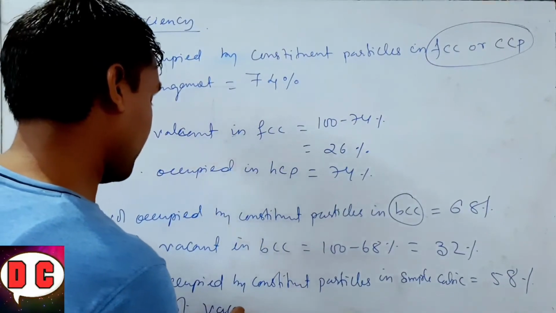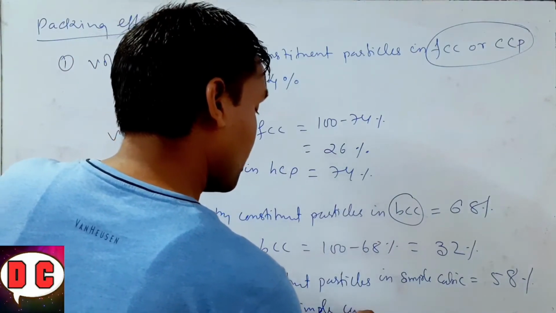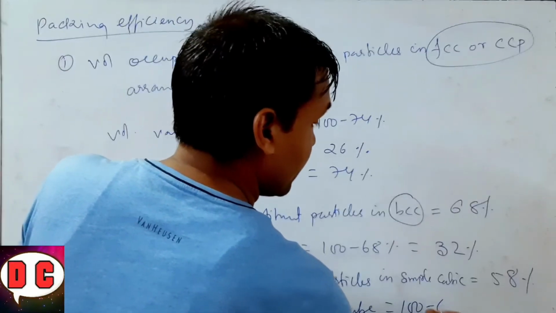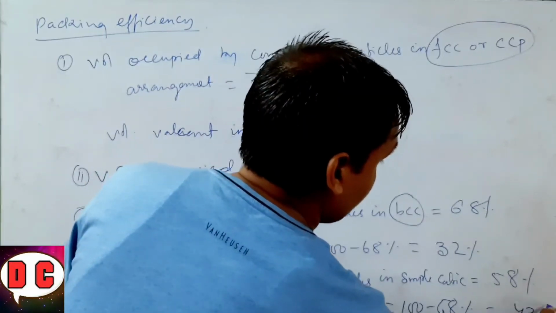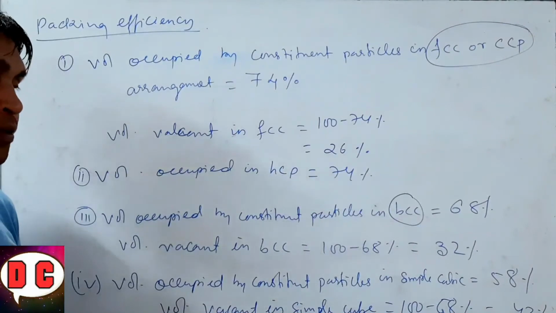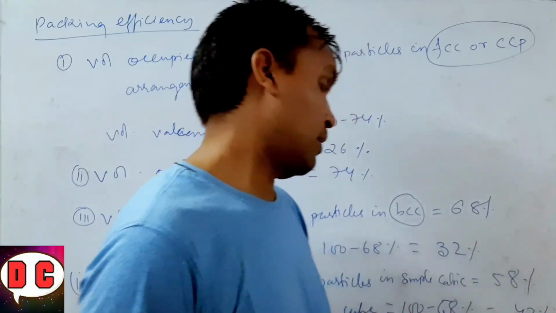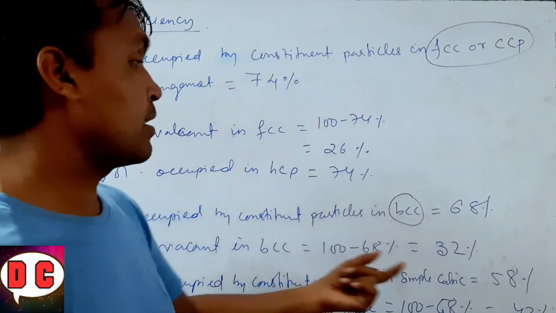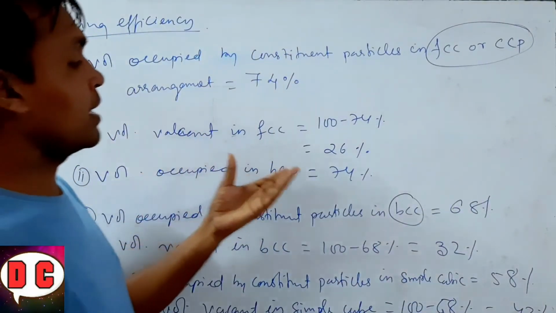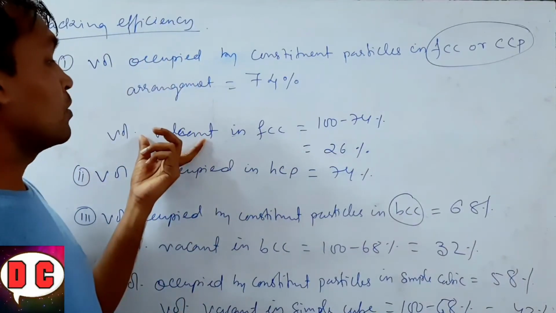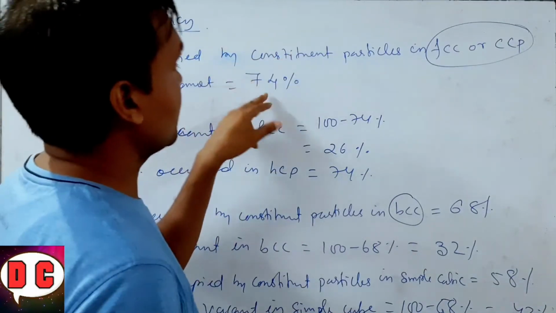Come on, tell me everyone, this is very easy. Volume vacant in simple cube will be equal to 100 minus 58%, so 42% is vacant. So in simple cube, 42% of the space is vacant and 58% is occupied. In BCC, 68% is occupied, 32% is vacant. Volume occupied in HCP is 74%, volume vacant in FCC is 26%, volume occupied in FCC or CCP is 74%.